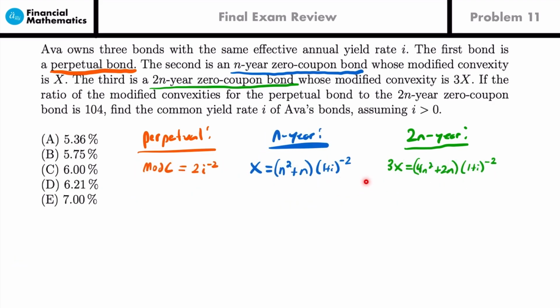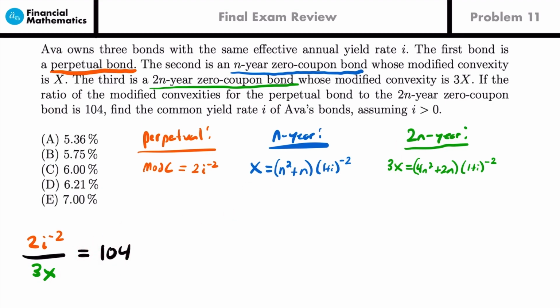Here are our three modified convexities, but for this ratio that we've been given, we only need to work with the perpetual and the 2n-year zero coupon bond. Specifically, the ratio of the modified convexities for the perpetual bond to the 2n-year zero coupon bond is 104. So that looks like this. The ratio of the modified convexity of the perpetual bond, which is 2I to the power of negative 2, to the 2n-year zero coupon bond, which means that will be in the denominator. We'll just call that 3x, since we actually know what it's equal to. That right there will be equal to 104. That's what it's telling us. The ratio of this convexity for the perpetual bond to this convexity for the 2n-year zero coupon bond is 104.